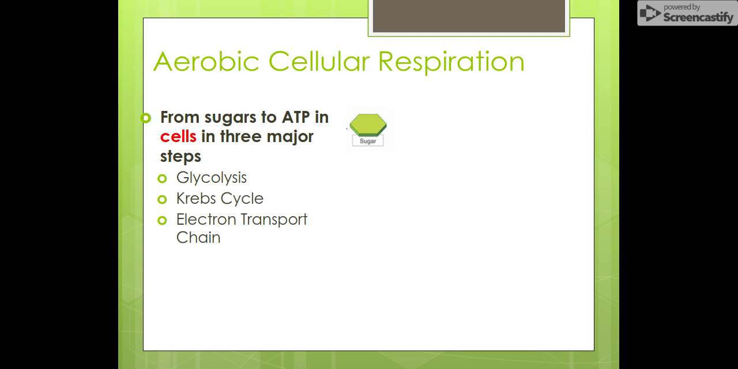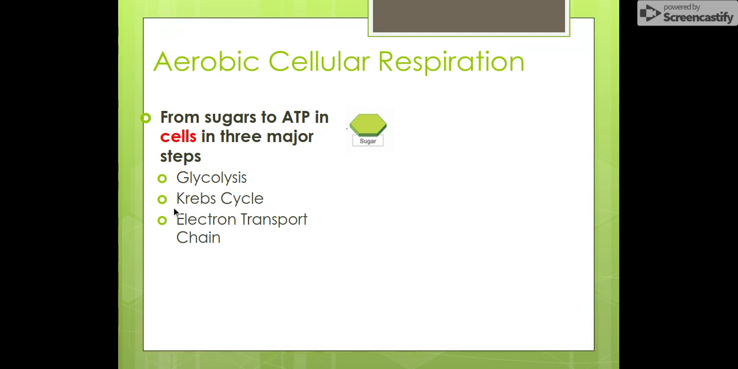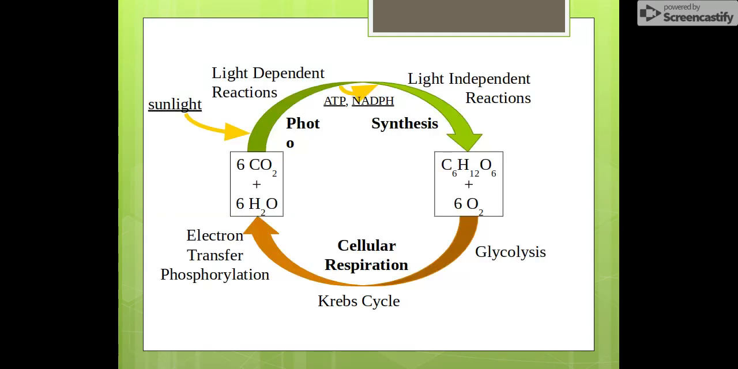All right, so cellular respiration, we take sugars and we make ATP in 3 steps. We've got our glycolysis, the Krebs cycle, and the electron transport chain. Remember when I said we'd see this again in cell respiration? Well, these processes are going to be very similar to one another. Okay? And so we see this whole thing again.